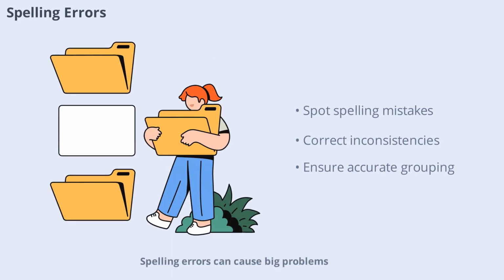Spelling errors can cause big problems, especially when you're grouping or summarizing data. For example, if New York is spelled several different ways, your analysis might treat them as separate places. Carefully reviewing and correcting spelling mistakes ensures that your data is consistent and your results are accurate. Many tools offer spell check features, but sometimes a manual review is needed for best results.